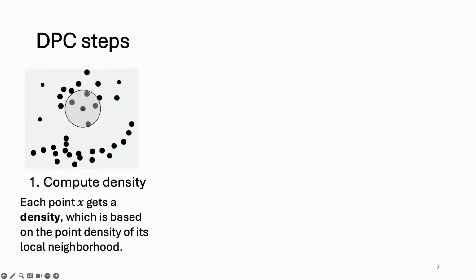Okay, so DPC consists of three key steps at a high level. The first step is for every point in your data set, you want to compute a density for it. This density is just based on the density around the local neighborhood of the point. In this particular image, the density is computed by drawing a fixed-sized ball around each point and then counting the number of points inside that ball. That's one way to compute the density. But you can also imagine other ways to compute the density, and different variants of DPC introduce different functions for computing this.